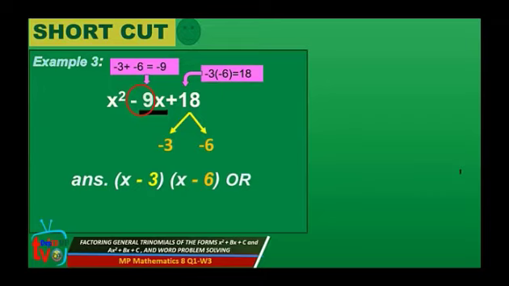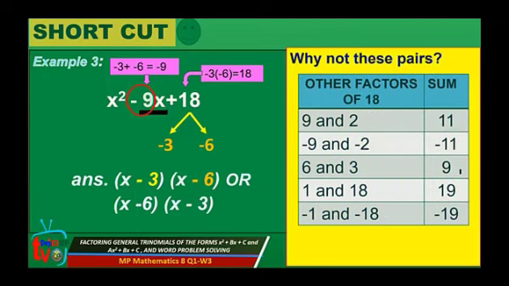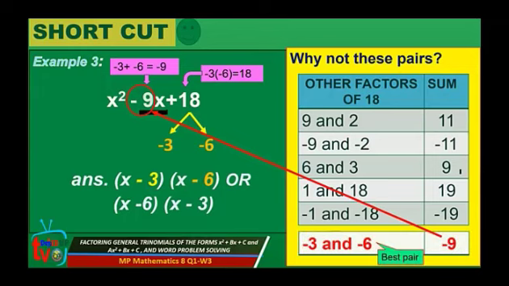So that you will understand more why we use negative 3 and negative 6, look at these other pairs of factors of 18 and the respective sums. Among these pairs, as you can see, nothing gives a sum which is equal to negative 9, which is the middle term. Is it right? This is why it is very important to choose the best pair of factors.